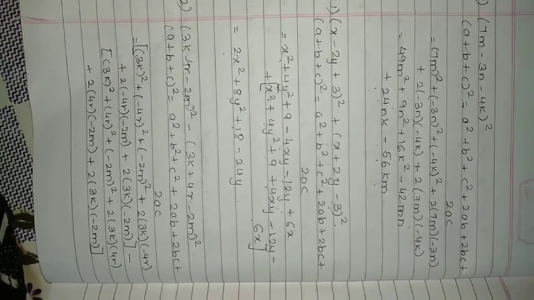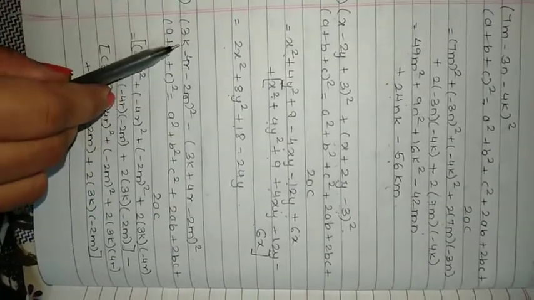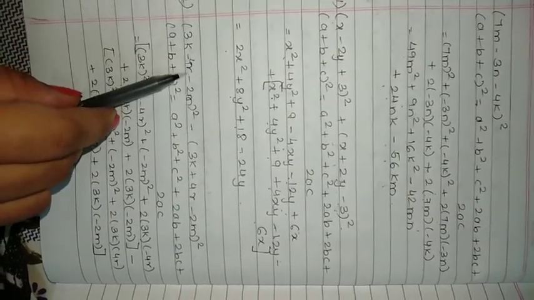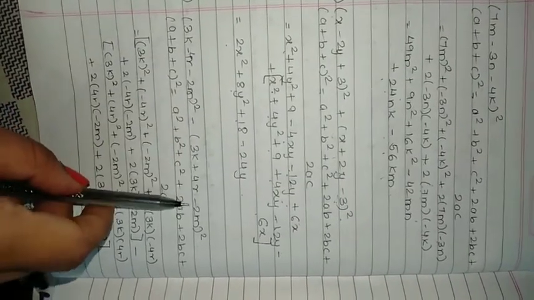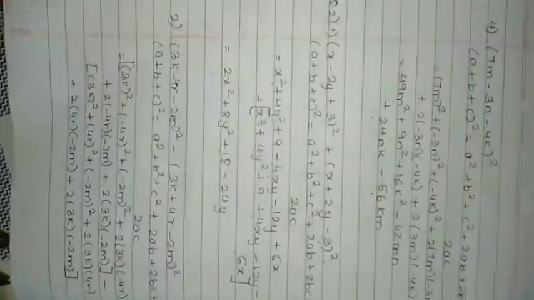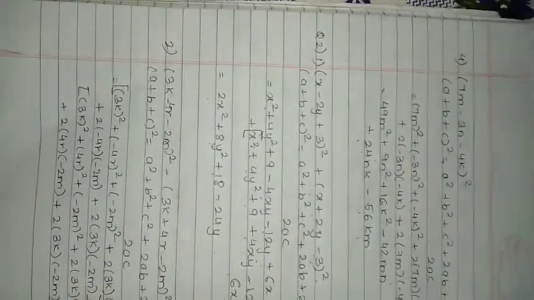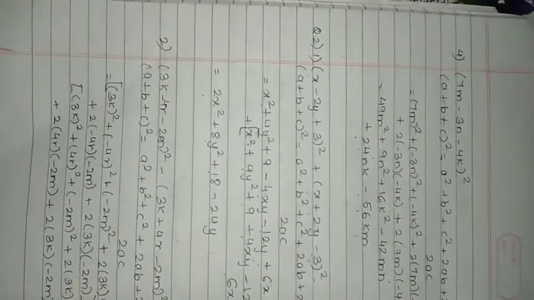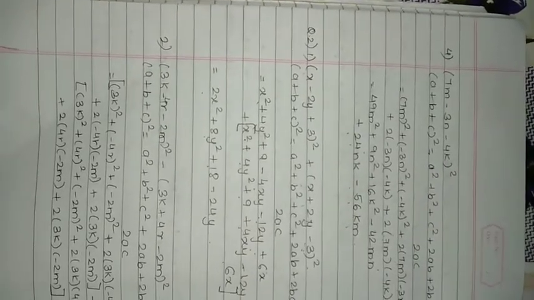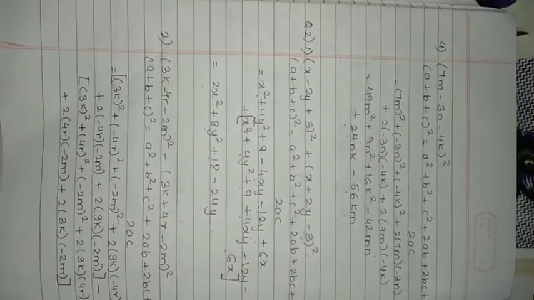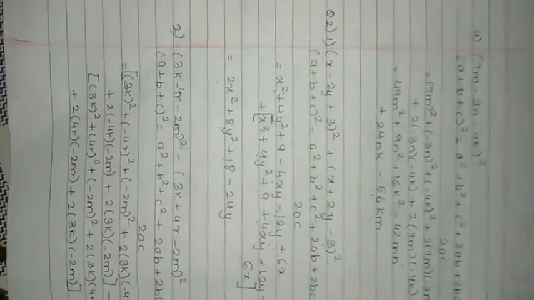Moving ahead to the second sum. The second question given to us is (3k minus 4r minus 2m) the whole square minus (3k plus 4r minus 2m) the whole square. Again the formula will remain the same. There is no change in the formula. The formula that we will be using is (a plus b plus c) the whole square, which is equal to a square plus b square plus c square plus 2ab plus 2bc plus 2ac.